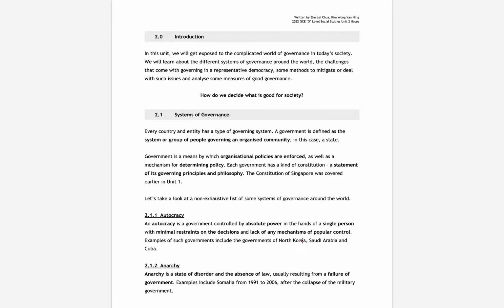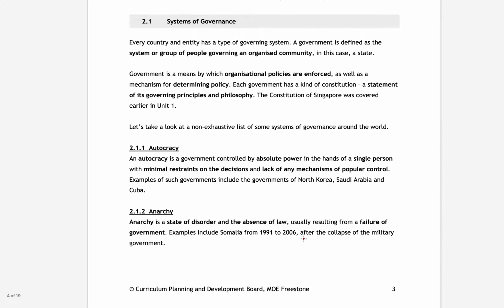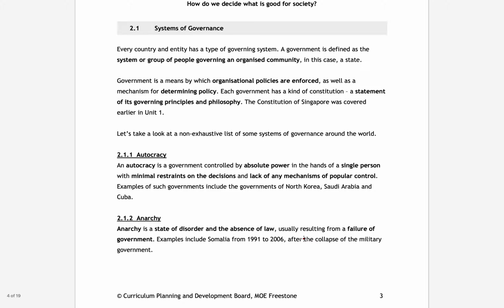First, let's start off with a simple overview of the different kinds of systems of governance that we have in today's world, right? In this case, the definition that you should understand is that a government is defined as the system or group of people that are governing an organized community. In this case, we're talking about the organized community as a state, a country. Okay, so governments are a means. They're essentially caretakers and an organization that enforces and determines policy. The organization being the country, obviously.